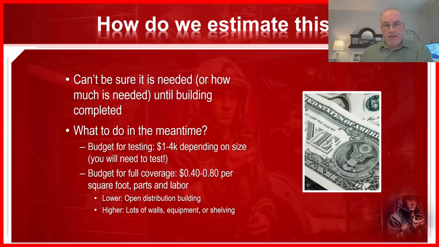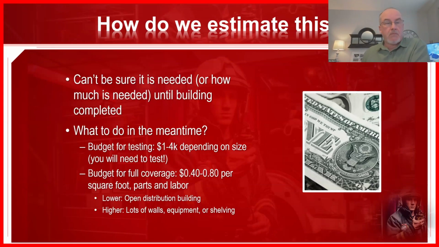And then if it's an open warehouse, it'll be towards the bottom of that number. If you've got a tilt up wall kind of building that you're just going to lease, everything's empty, then 40 cents will cover that. If you've got a lot of walls, a lot of low E glass, a lot of equipment inside, then you're going to need to go to the higher end of that. One GC told me recently he puts in $1.